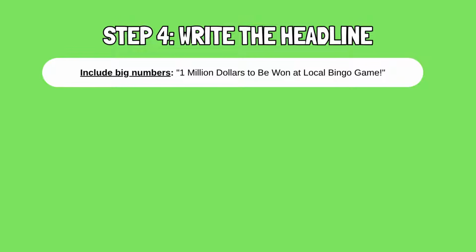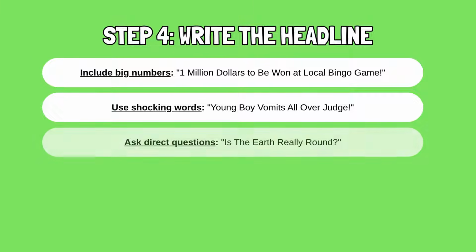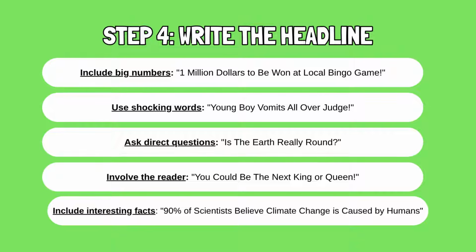Number 1, include big numbers, such as $1 million to be won at local bingo game. Number 2, use shocking words, such as young boy vomits all over judge. Number 3, ask a direct question, such as, is the earth really round? Number 4, involve the reader, such as, you could be the next king or queen. And finally, include interesting facts like 90% of scientists believe climate change is caused by humans.